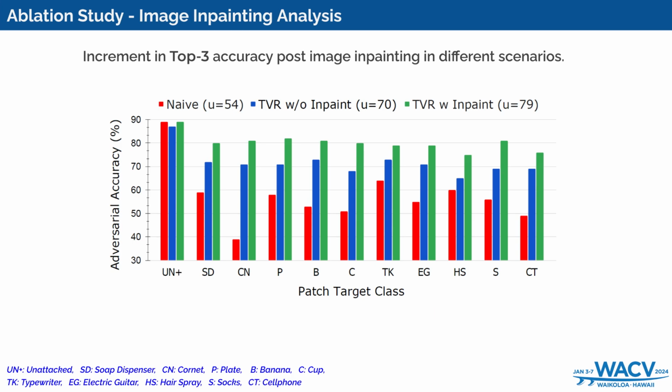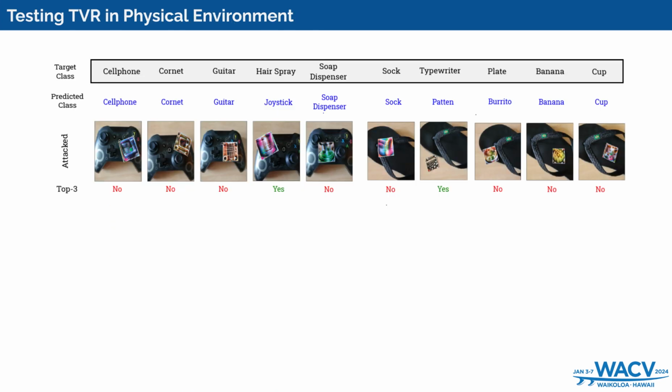Then we also conducted an analysis to see how image inpainting affects your accuracy. We see that if we use TVR without image inpainting, then the accuracy is slightly lower. So the quality of image inpainting or image reconstruction directly affects the improvement in accuracy that you get. Hence, in future, with better image inpainting techniques, we might be able to get even better performance with this framework.